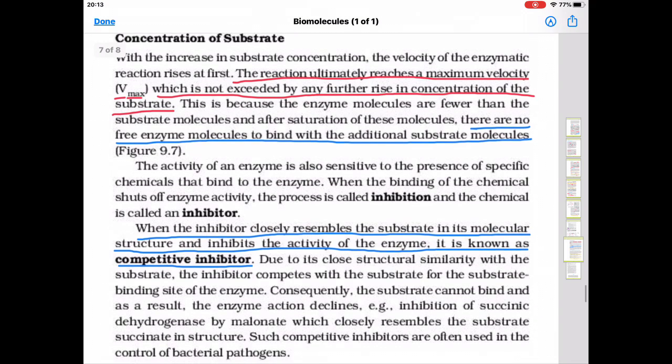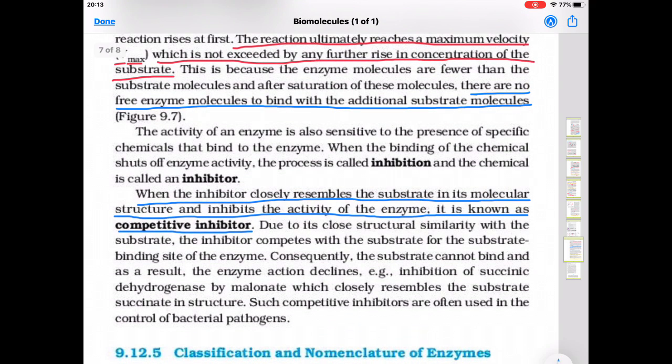Due to its closer structural similarity with the substrate, the inhibitor competes with the substrate for the substrate binding site of the enzyme.